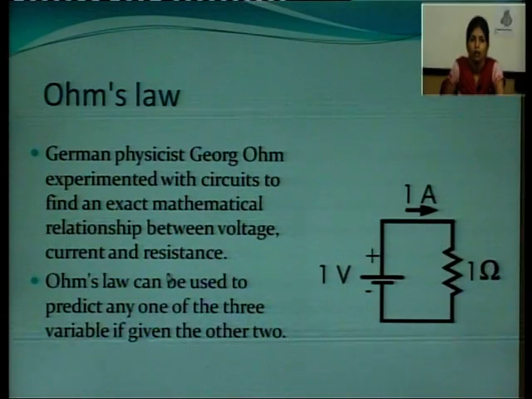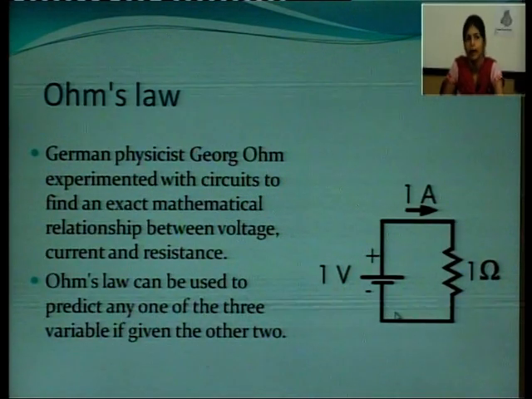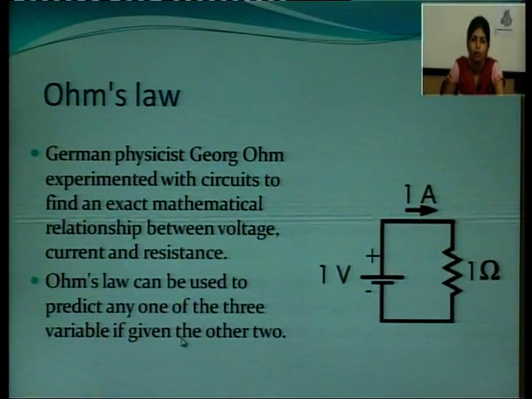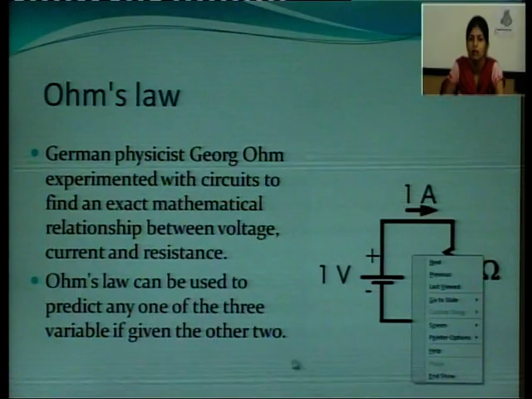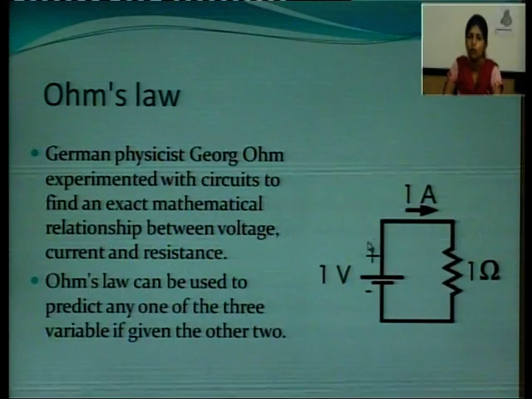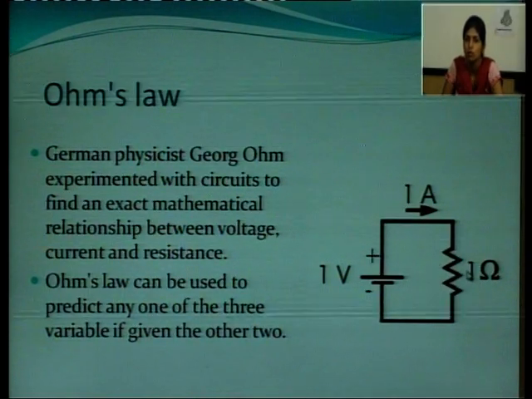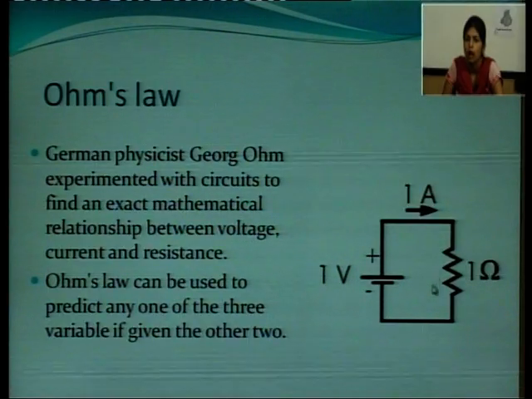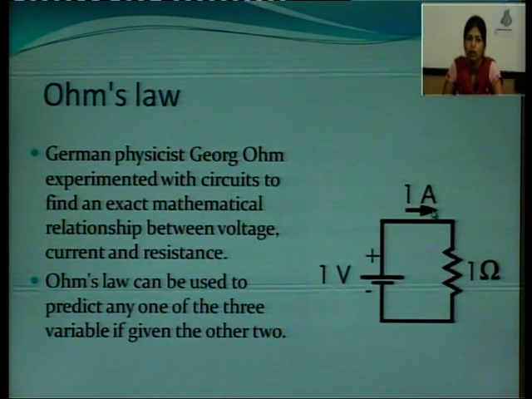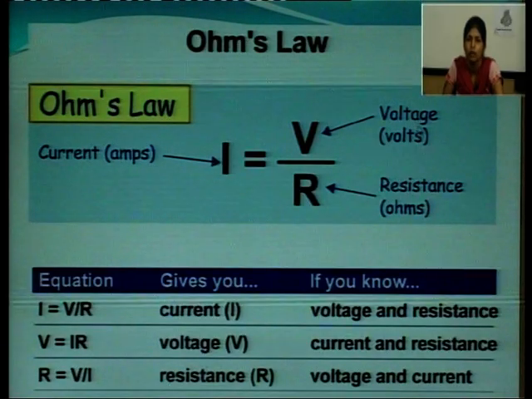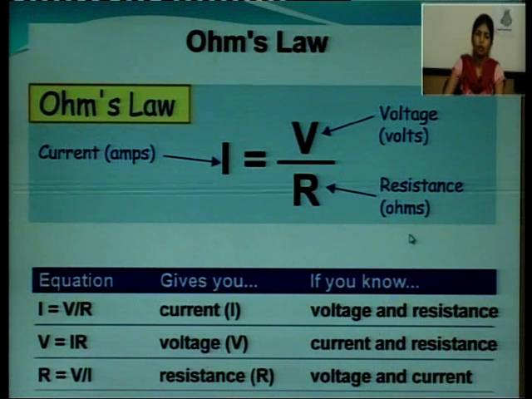Ohm's law is basically that voltage is the product of current and resistance in a circuit. So it can be used to predict any one of the three variables if given the other two. If the voltage and resistance of any circuit are given, then we can calculate the current flowing through that circuit very easily using Ohm's law, because V is equal to IR. So if V is 1 and R is 1, then current is V upon R, which is 1 upon 1, that is 1 ampere. Here I is current, V is voltage, and R is the resistance, which is measured in ohms.